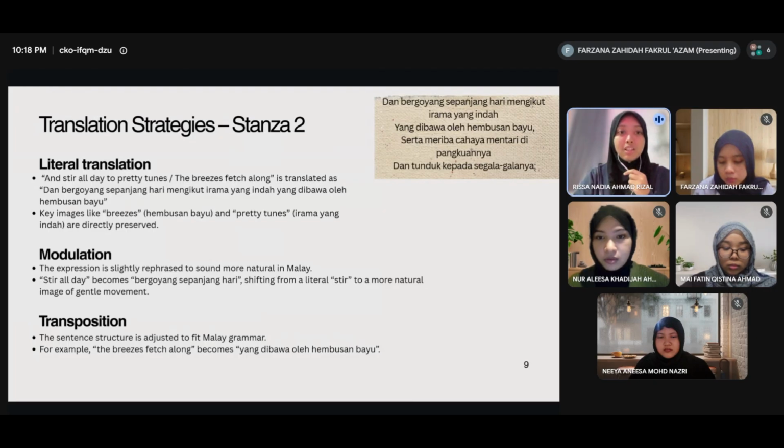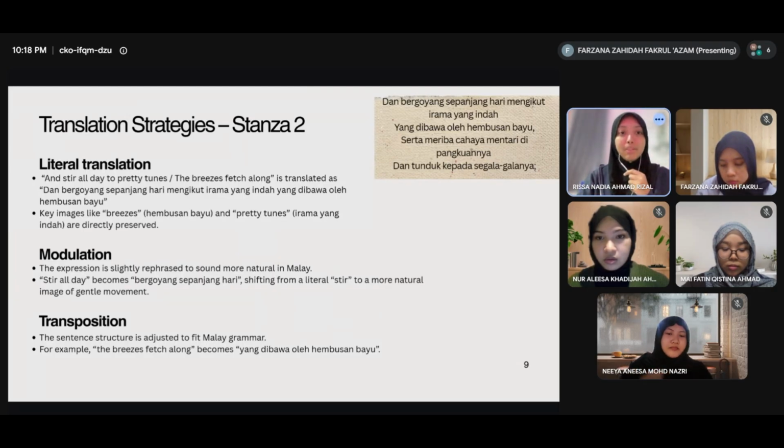Firstly, literal translation is used to keep the meaning as close as possible to the original text. For example, phrases like breezes are translated directly into hembusan bayu and pretty things becomes irama yang indah. This helps preserve the original imagery of the poem.